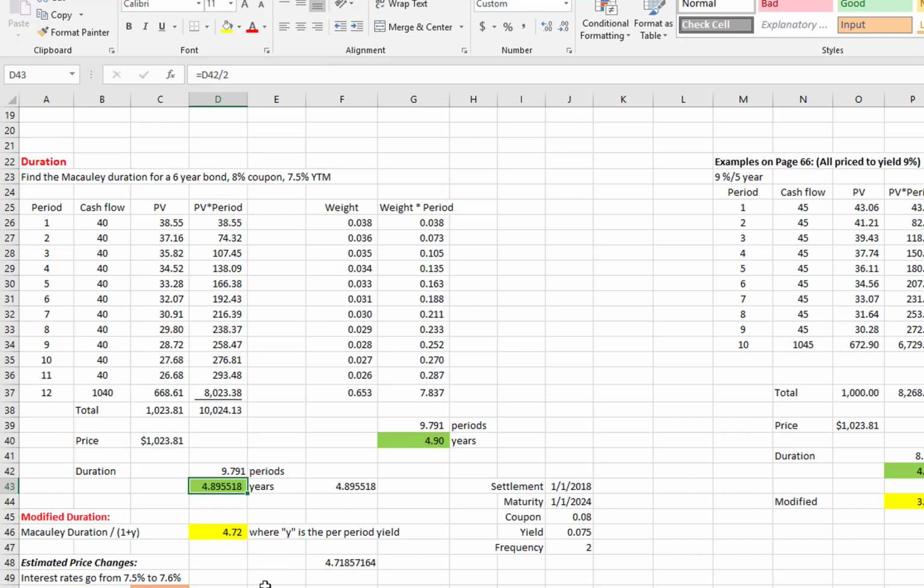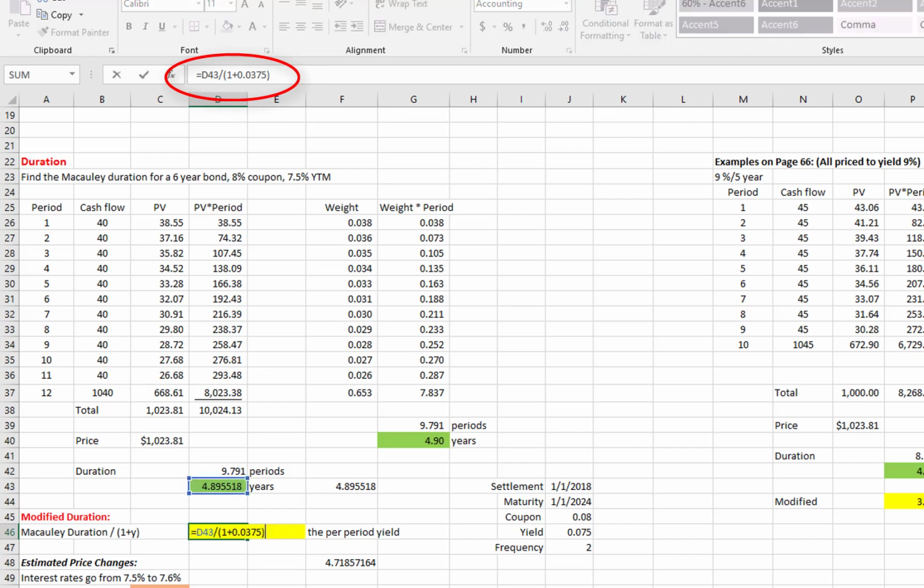The last thing I want to talk about in this video is getting the modified duration. Here we would just take the computed Macaulay duration and divide that by 1 plus the periodic rate, the periodic yield. So in this case it's going to be 3.75%. That's going to be half of the yield to maturity. That's going to be the per period yield to maturity. So I've got the Macaulay duration and the modified duration.